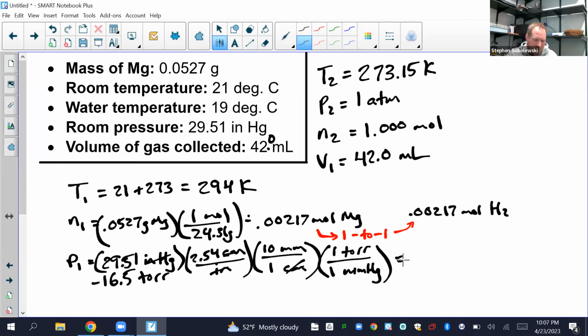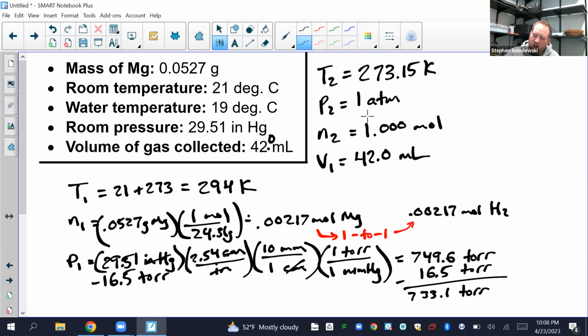All right, 29.51 times 2.54 times 10 equals 749.55. I'm going to go with 4 sig figs here. The 2.54 we generally treat as infinite, and these are definitely infinite. So I'm going to go 749.6 torr. And now I can subtract out my partial pressure of water, which is 16.5 torr, which gives us our final answer: 749.6 minus 16.5, 733.1 torr. Now you'll notice if I'm using torr here, I'm going to need to use torr there, or I could switch them both to atm. I'm just going to turn this one into torr, nice and easy.